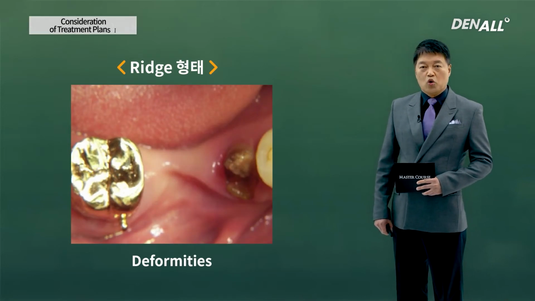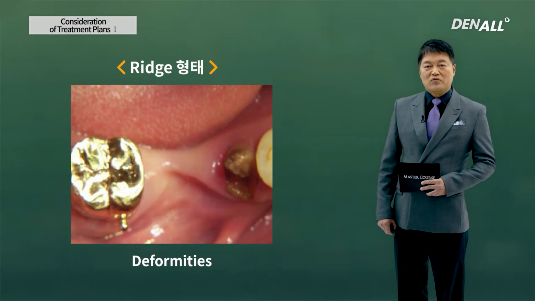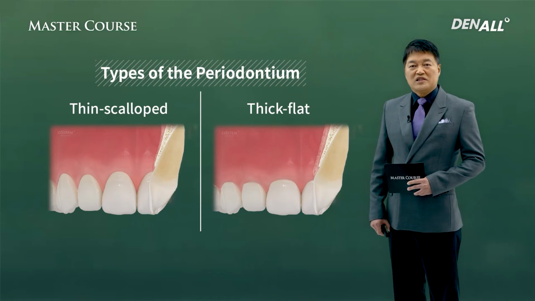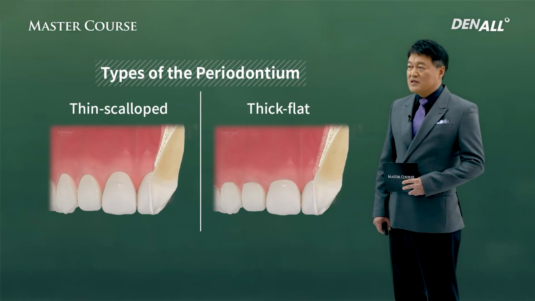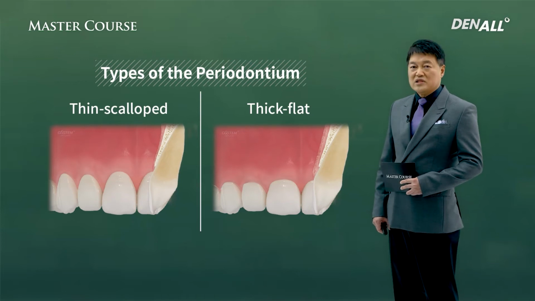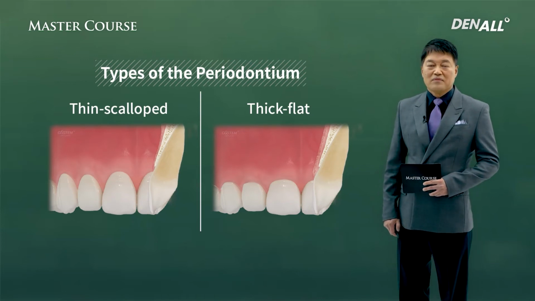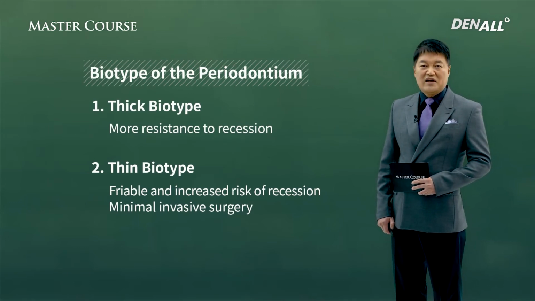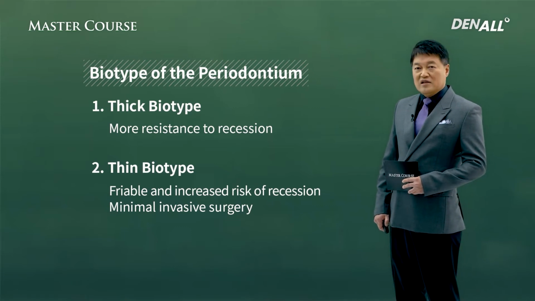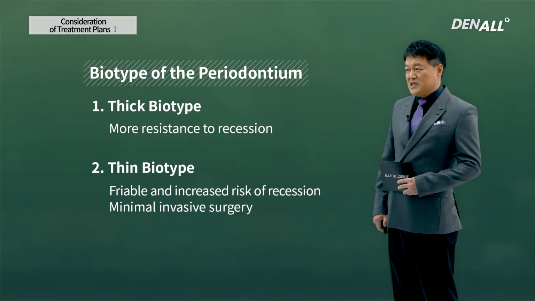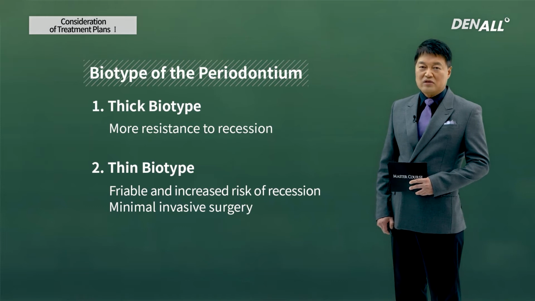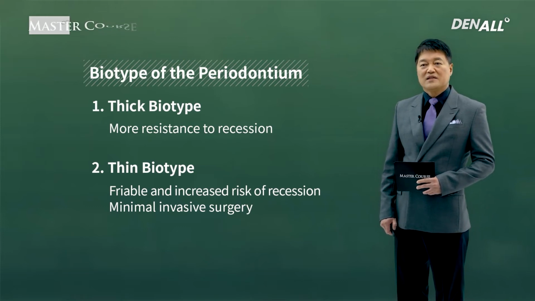If there is severe deformity, we can assume that severe bone resorption has occurred and additional surgery like GBR may be required. Another thing to evaluate is periodontium type. You need to check whether it is thick or thin biotype. Generally, in the case of thick biotype, recession does not really occur, but for thin biotype, recession occurs, so you can consider minimally invasive surgery. Especially in the anterior region, aesthetics is important, so you need to pay more attention.